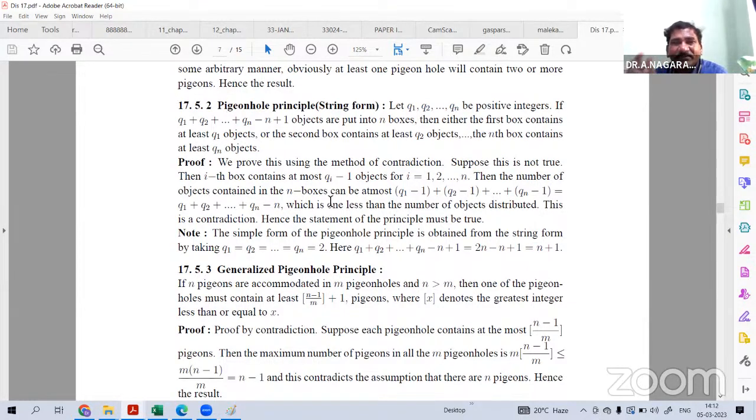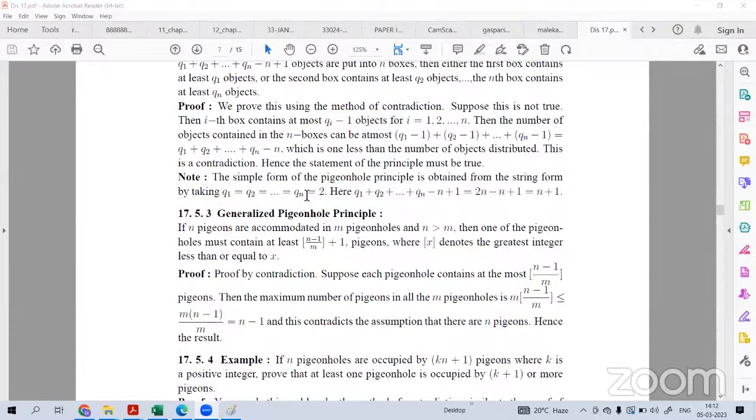So what is the extra? The extra is that I am keeping minus n. All Q1, Q2, Qn are kept into the boxes. Here in total, if I take first box, second box, third box, that is Q1 plus Q2 plus so on Qn, the extra is minus n plus 1. This is the pigeonhole principle in string form. We call it the string form. Now the second box contains at least Q2 objects, and the nth box contains at least Qn objects.